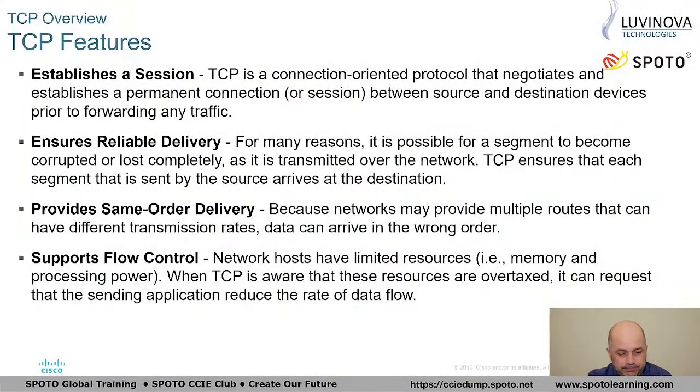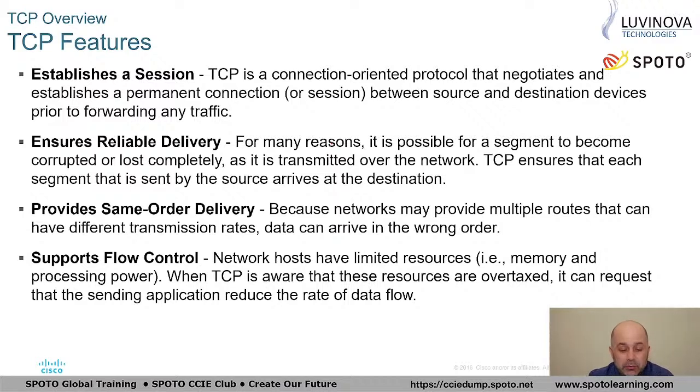So, TCP overview. TCP features. Establish a session. TCP is a connection-oriented protocol that negotiates and establishes a permanent connection, or we also call it a session, between source and destination devices prior to forwarding any traffic. So whenever an application opens the channels, it establishes the TCP session and keeps it established until the destination receives all information from the source. When the destination acknowledges that the whole data arrived, then the session is terminated.